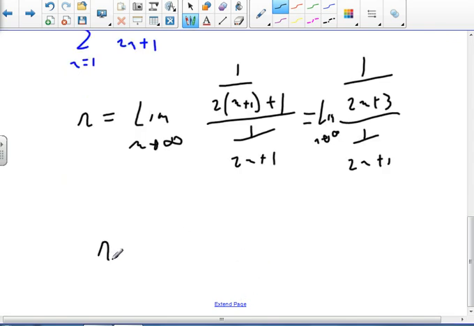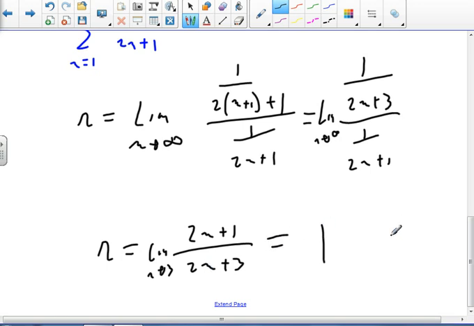and so I got R is 2n plus 1 over 2n plus 3, limit as n goes to infinity, and I find that that's 1. The test fails, right? So if R is equal to 1, the test fails. So now I have to use the integral test.